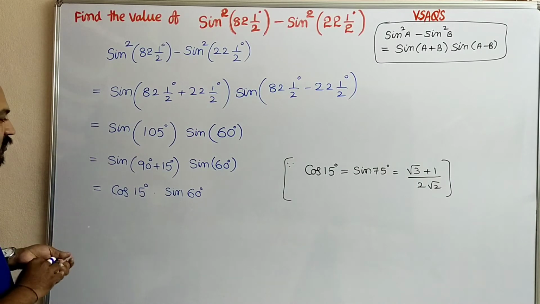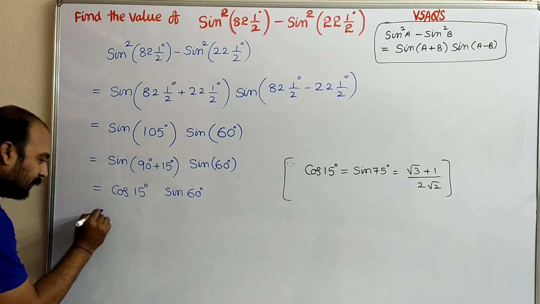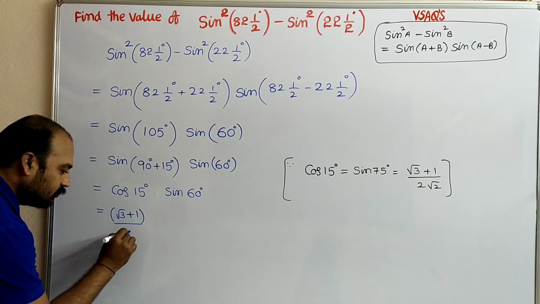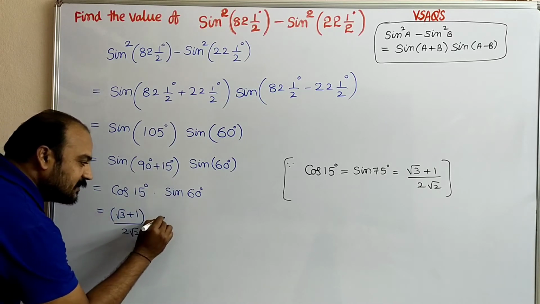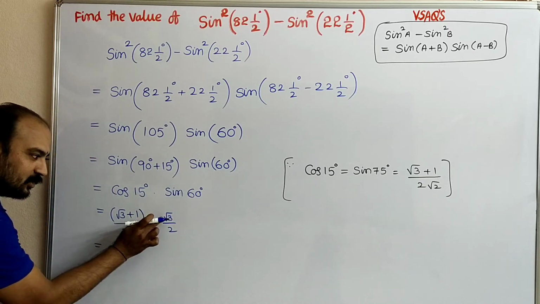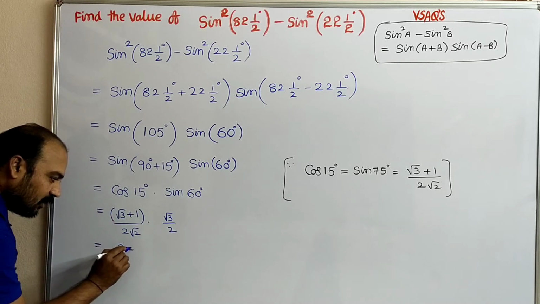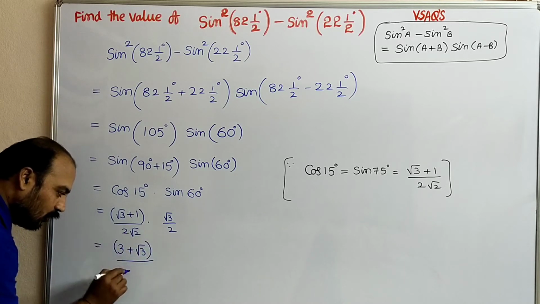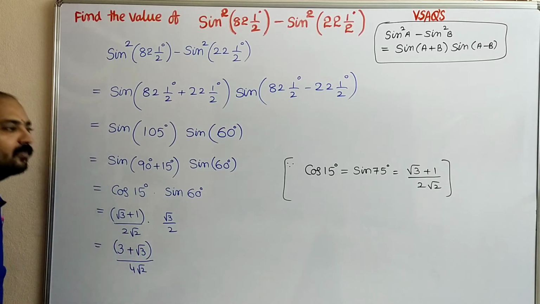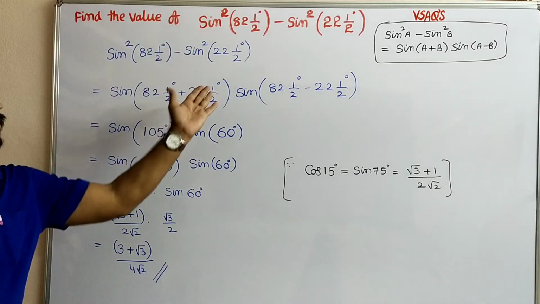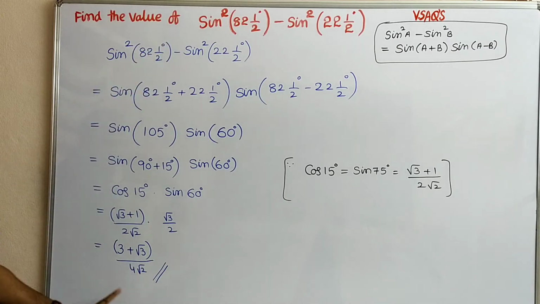So now, cos 15 value is root 3 plus 1 divided by 2 root 2, into sine 60, which is root 3 by 2. Actual multiplication: root 3 into root 3 is 3, plus root 3 into 1 is root 3, divided by 2 into 2, 4, 4 root 2. That's the answer. Therefore, sine square 82 and half degrees minus sine square 22 and half degrees is equal to 3 plus root 3 divided by 4 root 2.